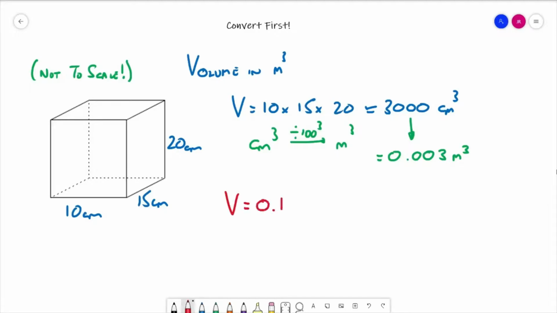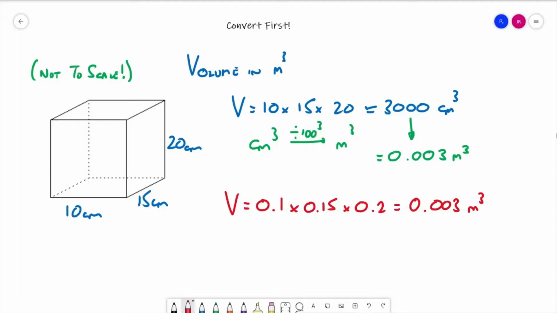Now, of course, the simpler method would be to do all of your conversions into metres first. In other words, very simply, 10 centimetres is 0.1, 15 centimetres is 0.15, and 20 centimetres is 0.2. And of course, if you plug that into your calculator, you end up with exactly the same answer, 0.003 metres cubed.